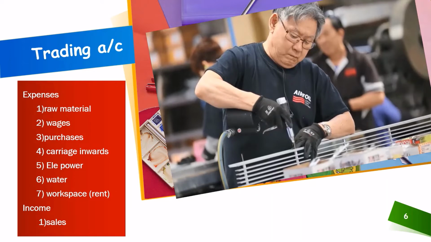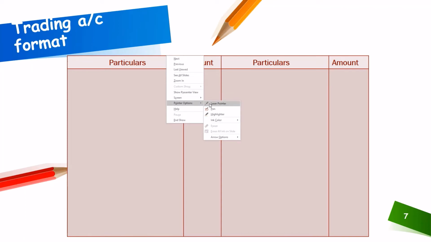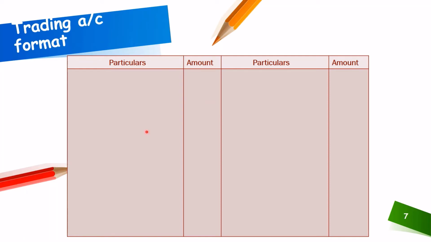So in the trading account, we'll record all the expenses on the left hand side and all the income items on the right hand side. Now we will see what's the pro forma, or format, of the trading account. In the trading account, this is the left hand side part and this is the right hand side part.